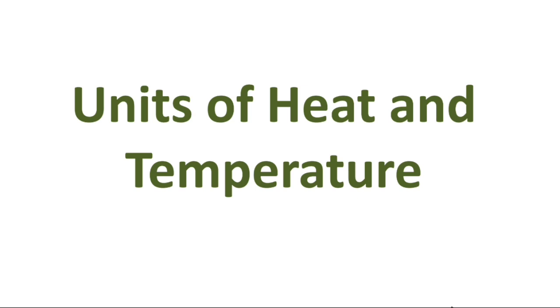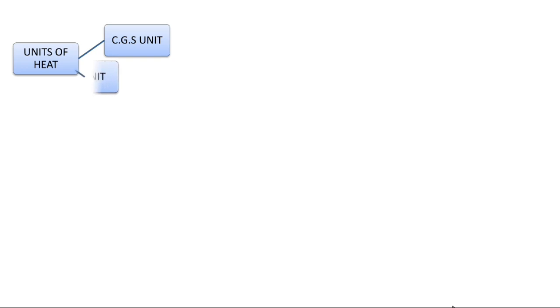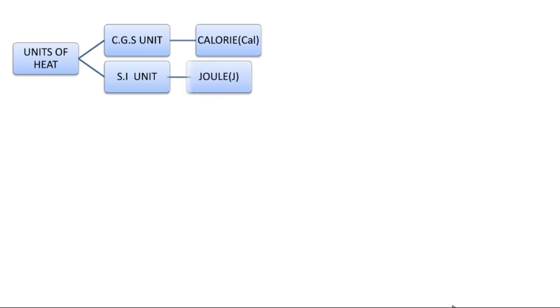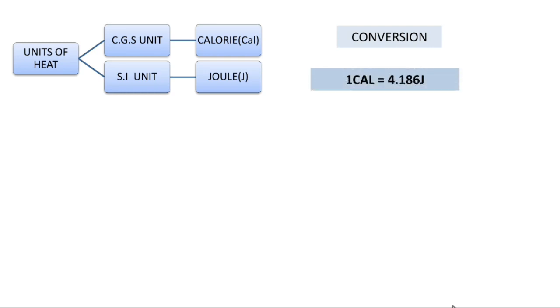Units of heat and temperature. Units of heat: CGS unit, SI unit. The CGS unit is the calorie and is denoted by the symbol cal, and the SI unit is the joule and is denoted by the capital letter J. Conversion of heat from calorie to joule: 1 calorie is equal to 4.186 joules. What is a calorie?